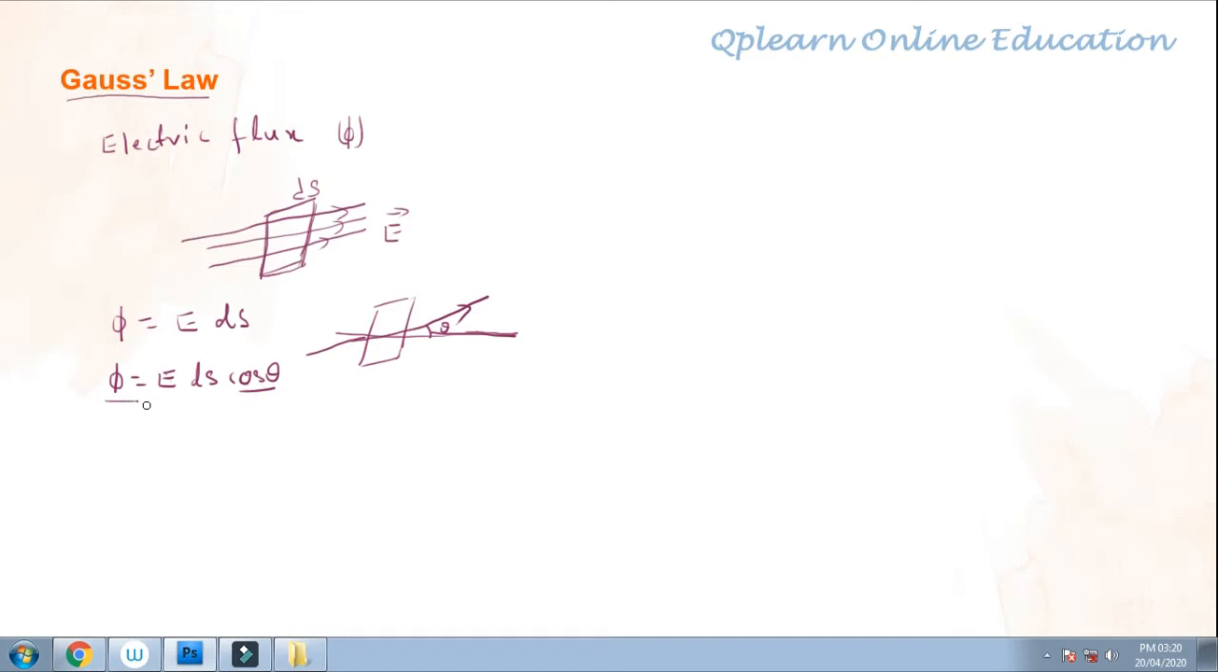In other words, electric flux is the product of electric field and closed area. Electric flux is equal to E into ds, or the number of electric field lines passing through a closed area is called electric flux. Now we have to go for Gauss law.